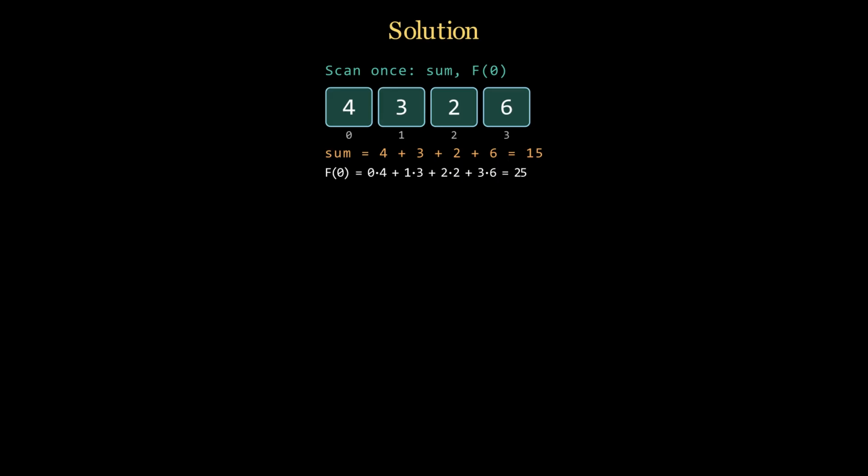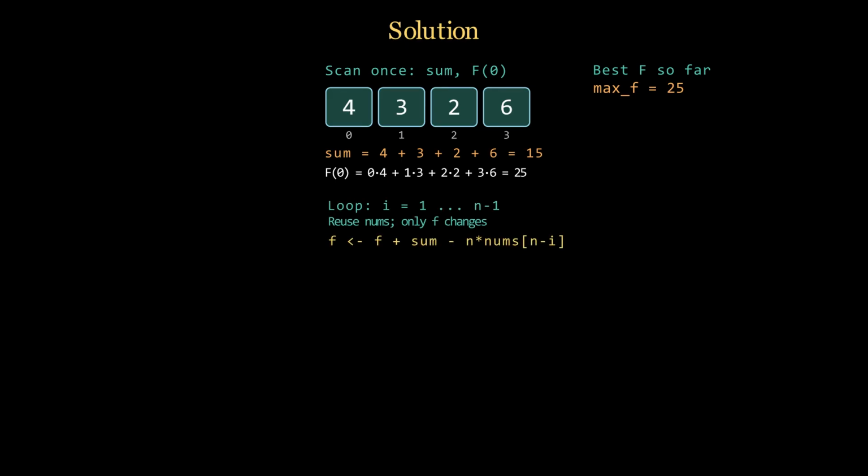Input nums. One pass gives the sum of all entries and f of 0 as the weighted index sum. Initialize max f to the current f, gold marks the best value seen so far. Run i from 1 up to n-1. Each step uses index n-i into nums in the update, no physical rotation of the array.